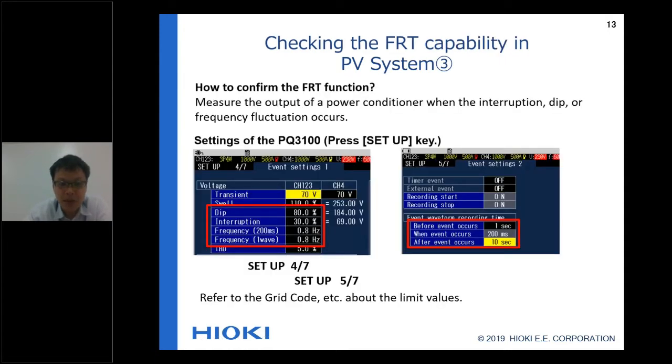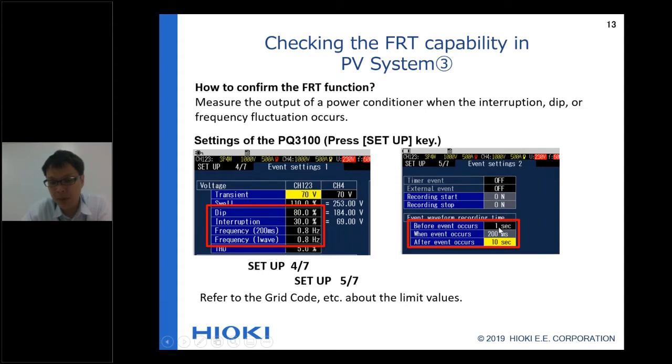So in that case, how do we confirm the FRT function? Measure the output of the power conditioner when an interruption, dip, or frequency fluctuation occurs. So please set the thresholds for dip, interruption, and frequency like this: 80%, 30%, 0.8 Hz. That is one example in Japan. And also preset the recording time, using PQ700.